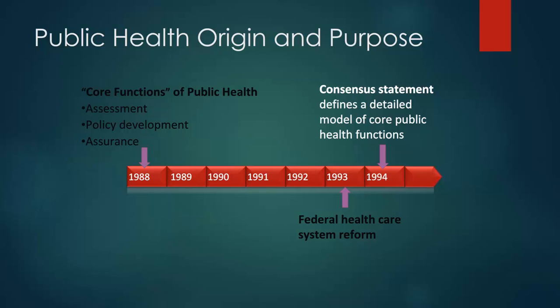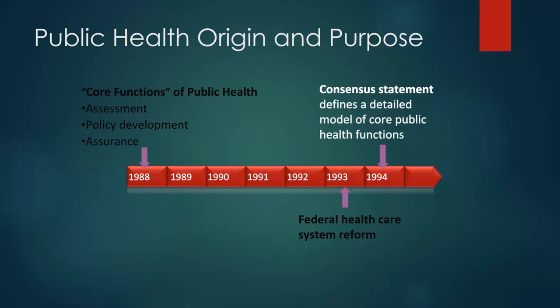So what are the 10 essential public health services, and who developed them? From 1988 to the early 1990s, the recognized core functions of public health were assessment, policy development, and assurance. In 1993, with a new presidential administration and federal and state attempts to reform the healthcare system in the United States, public health leaders decided to set forth a more detailed and utilitarian consensus statement that would speak with one voice to public health professionals, the general population, and the policymakers who would shape healthcare reform.